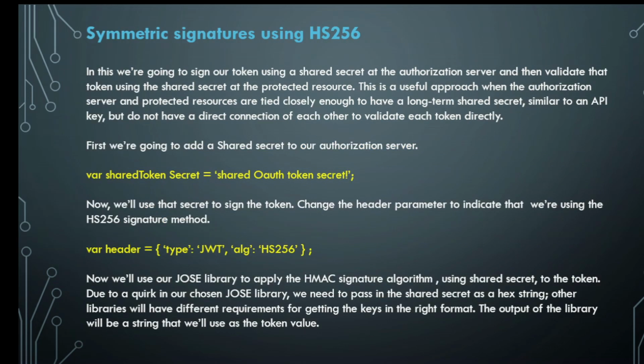Now we'll try to understand what is symmetric signature using HS256. It's an algorithm. By the name symmetric you understand that we have one key, and we encrypt the values using the same key and pass the same key to the receiver, who can decrypt using the same key and get the information. It's like when you want to send some information from one place to another, you encrypt it with some password and you give that same password to the receiver, and the receiver can decrypt using that password.